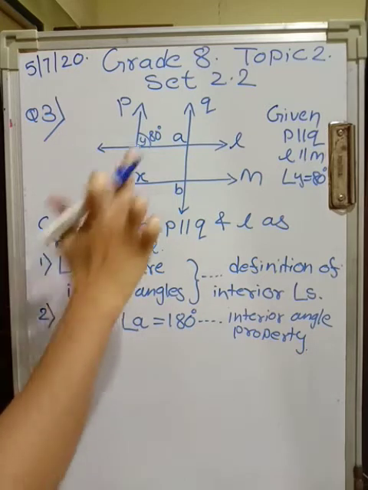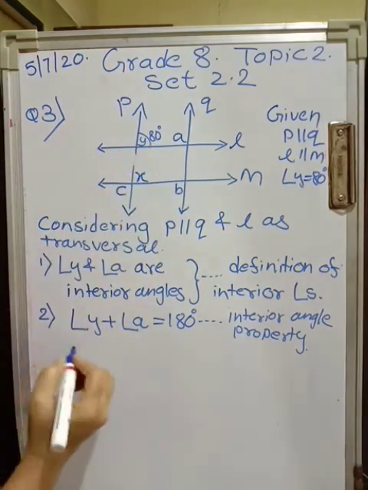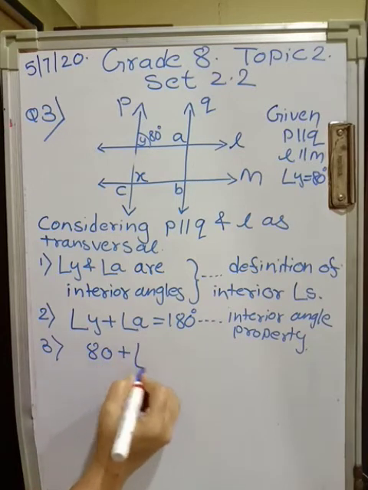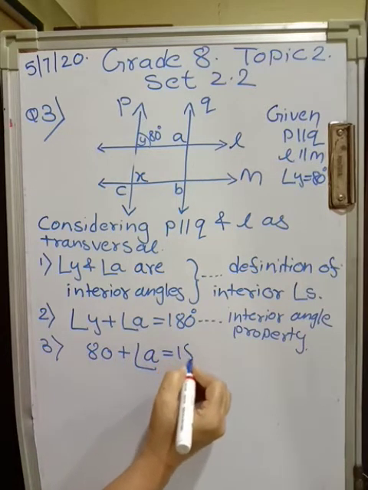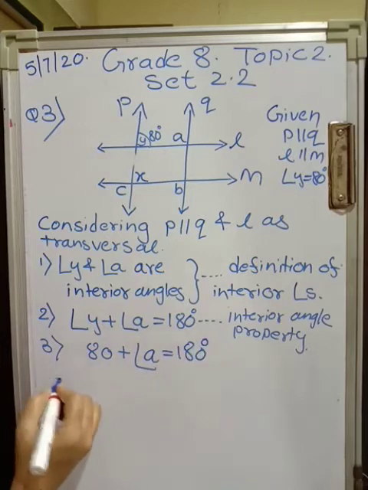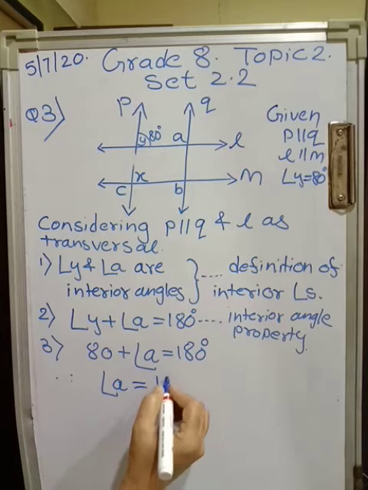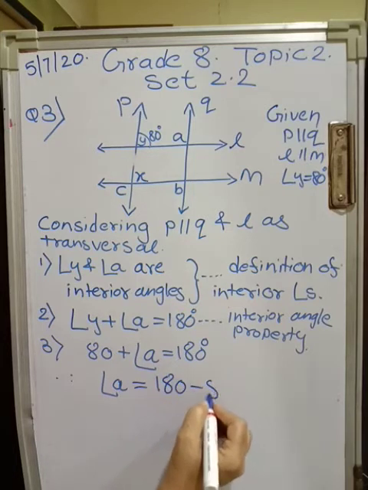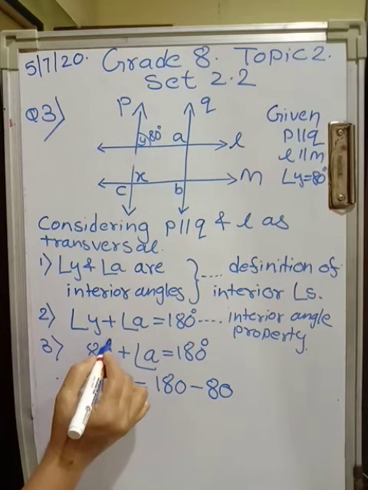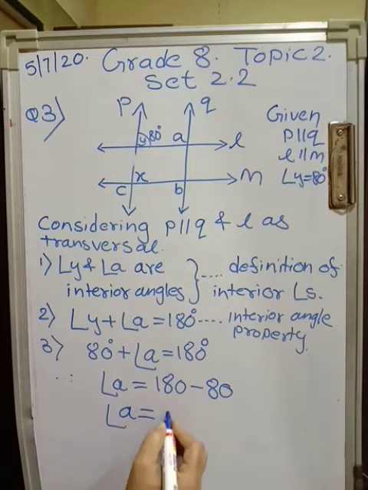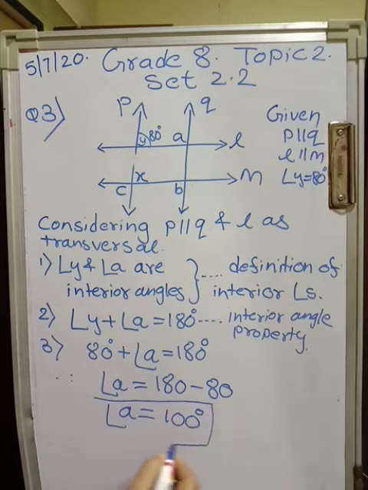Now we already know Y is 80 degree given, so substitute. So third we are writing 80 plus angle A is equal to 180 degrees. And therefore we get angle A is equal to 180 minus 80. So we have angle A is equal to 100 degrees. So we got first angle. Very easy, no? I hope it's clear.